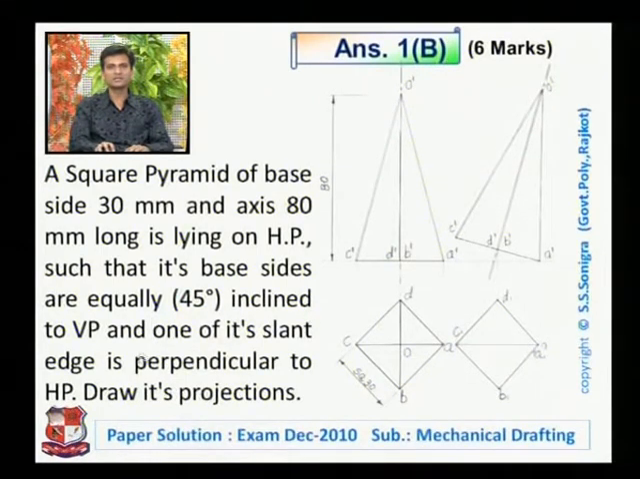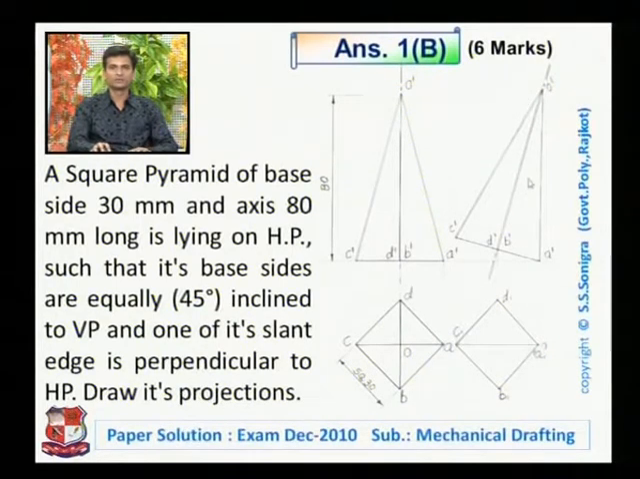And one of its slant edges is perpendicular to HP. Here 4 slant edges are there, O dash C dash, O dash D dash, O dash A dash and O dash B dash. So here one of its slant edges, that is O dash A dash, is perpendicular to the XY line, hence it's perpendicular to the horizontal plane. Draw its projections. So this is the projection.